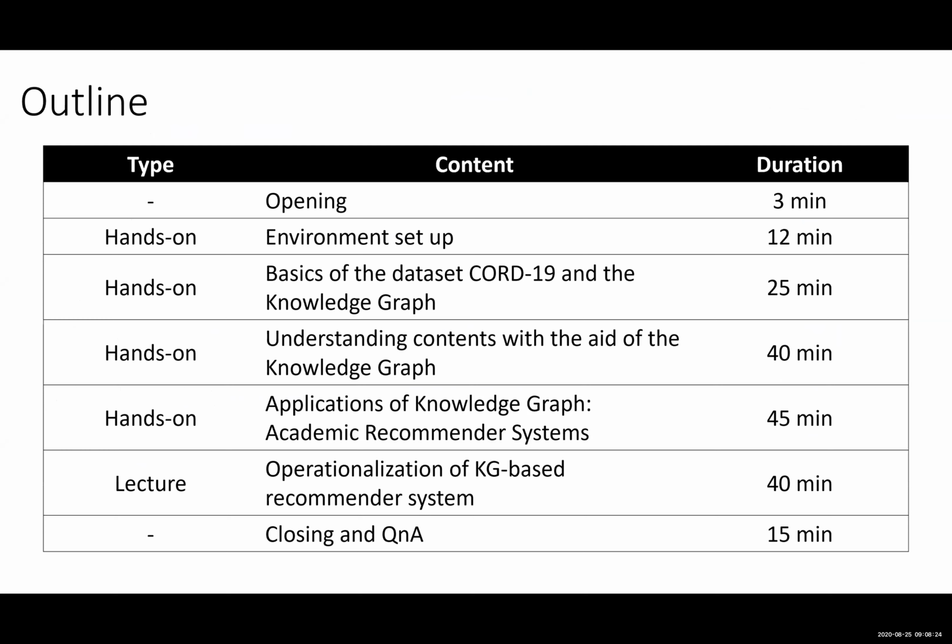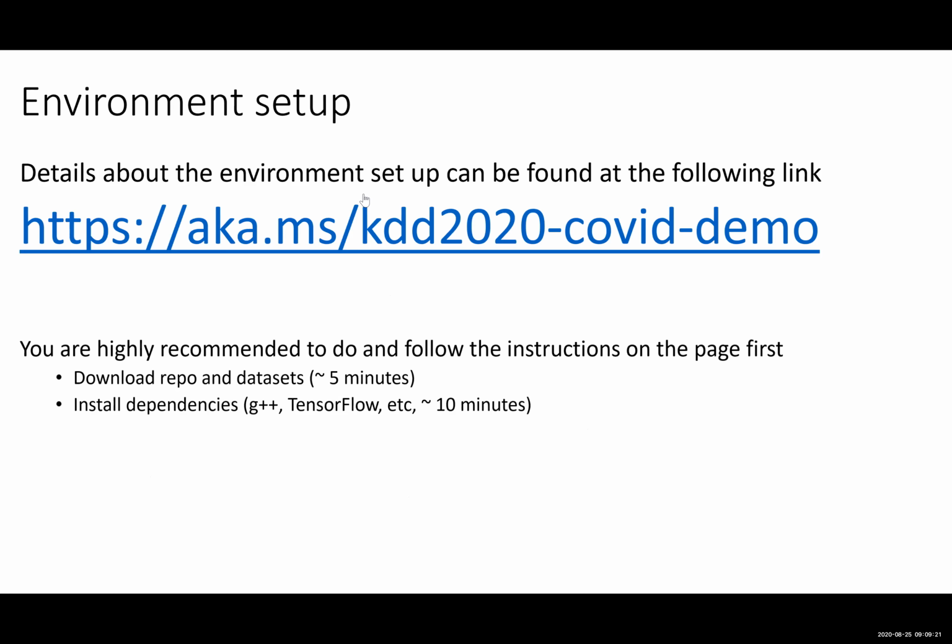This is the structure of the talk. First the environment setup, which is basically what I said. Then we're going to talk about the basics of the dataset CORD-19 and the knowledge graph. We're going to understand what knowledge graphs are and what kind of applications knowledge graphs can empower. Then we're going to talk about some algorithms that can be used in recommendation systems with knowledge graphs. The last part is how to operationalize and deploy these kinds of algorithms. And at the end there is a Q&A.